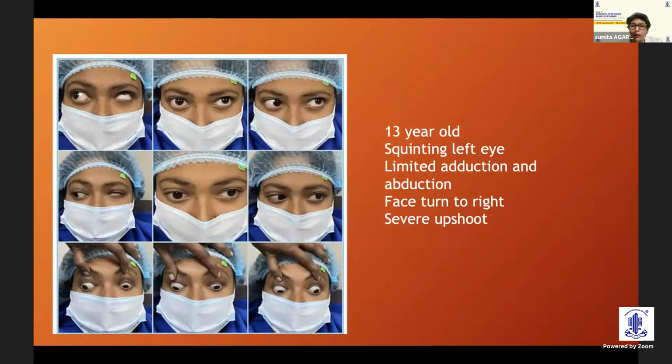This again is a 13-year-old who has come to me with squinting of the left eye, limited adduction, a really prominent upshoot here, and exotropia in the primary gaze. And of course, this girl has Duane syndrome with exotropia.